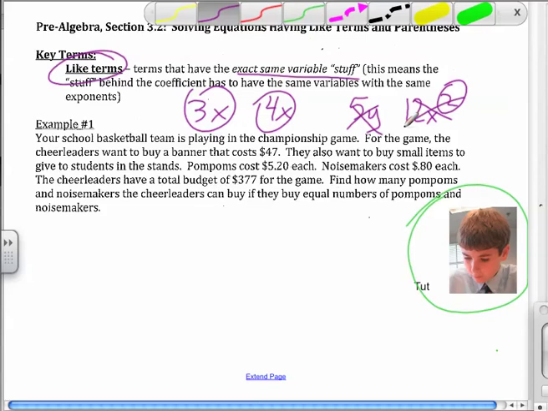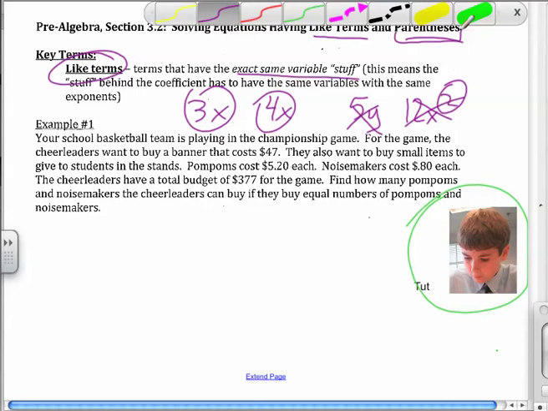And we know that we can always and should always put like terms together. We need to combine those things and make it simpler. All right? And that's what we're going to do today. We're solving equations that have like terms and parentheses. With parentheses, generally what we're doing is distributing and then combining like terms and solving. Okay? But let's look at number one here.